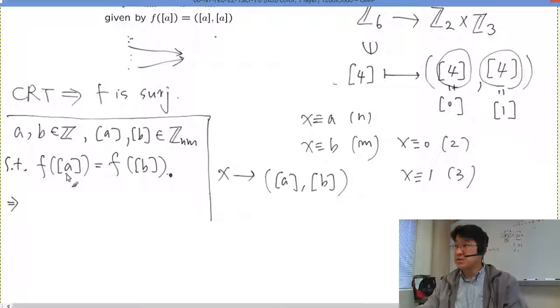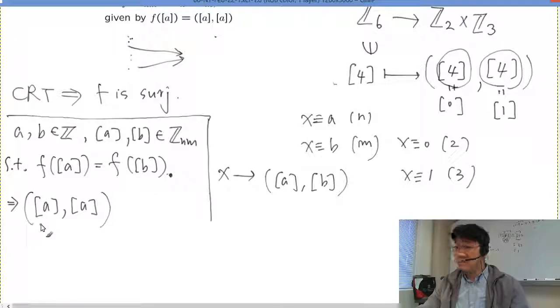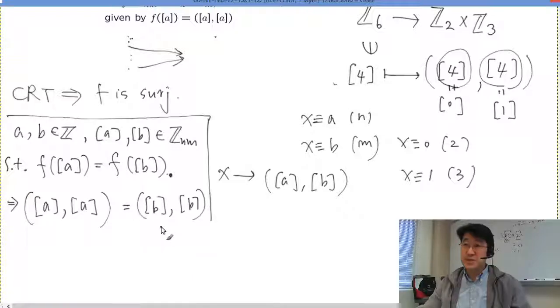What is this thing in here? It's a bracket A, right? This bracket came from Z mod N, that bracket came from Z mod M, right? The other one, bracket B, this bracket came from Z mod N, that bracket came from Z mod M.